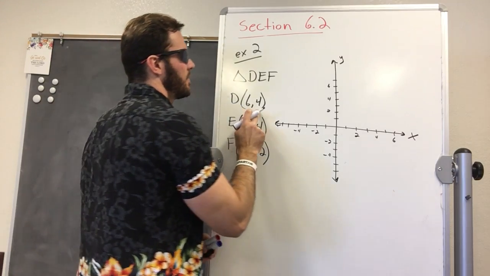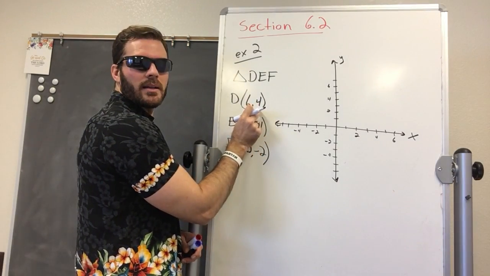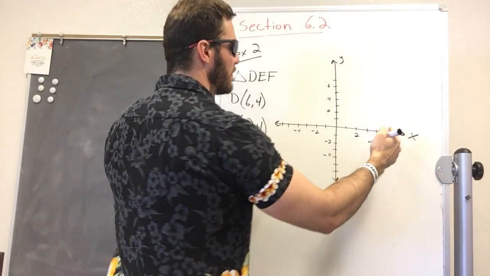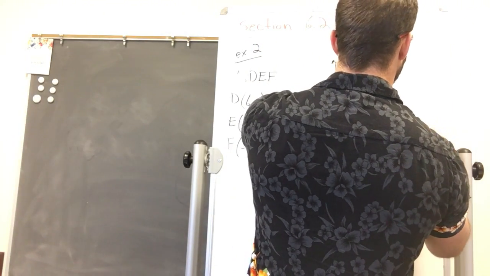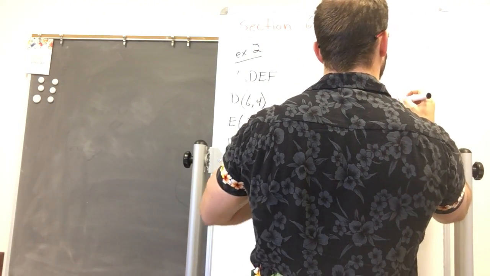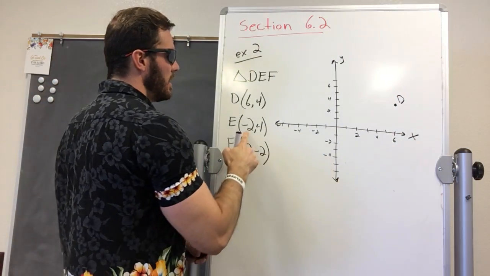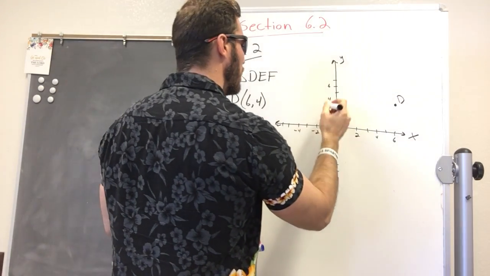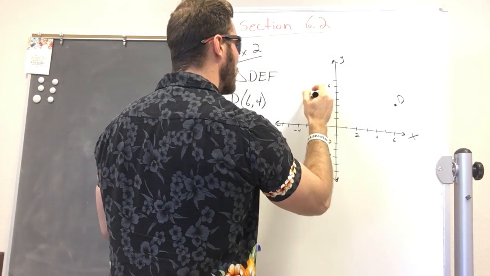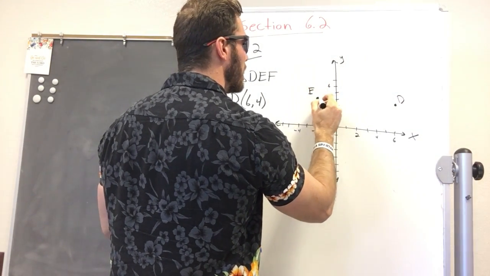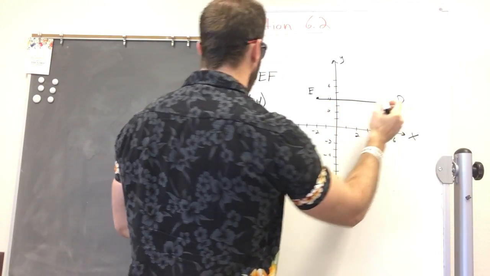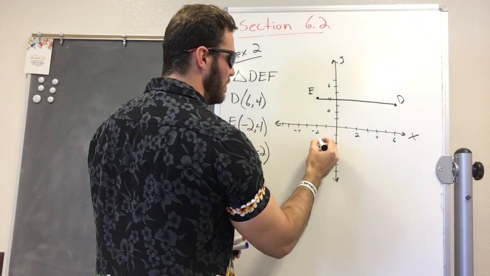D is at 6, 4. Remember, it's X, Y. So X is 6 and Y is 4. So I'm going to find that point. Mark it D. E is at -2, 4. Mark it E. F is -2, -2.